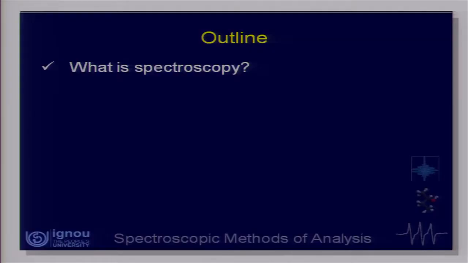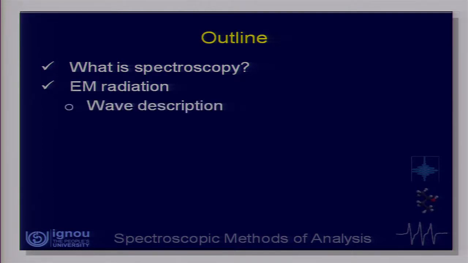Today, in the first session on basic aspects of spectroscopy, we will focus attention primarily on the electromagnetic radiation in terms of its nature and characteristics. The session for today is planned as follows. To begin with, we will try to define what is spectroscopy, and thereafter we will come down to the main theme of today's session, that is electromagnetic or EM radiation.